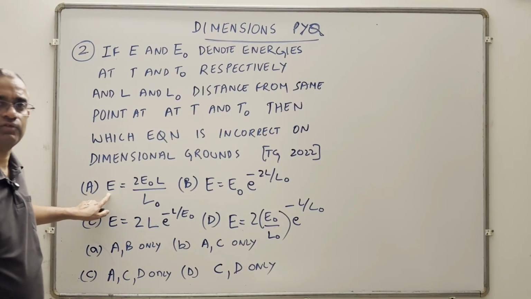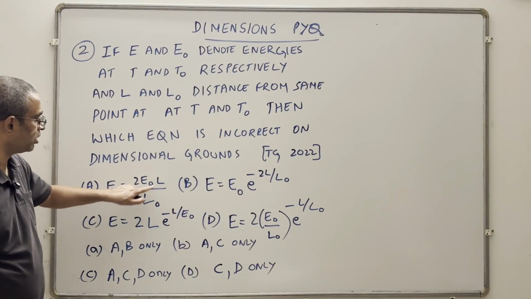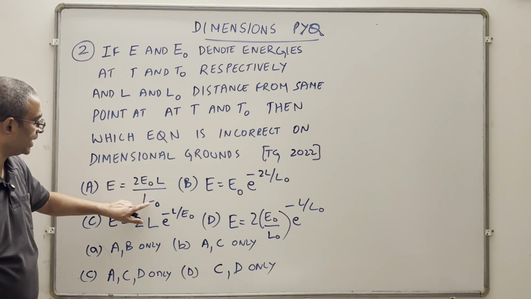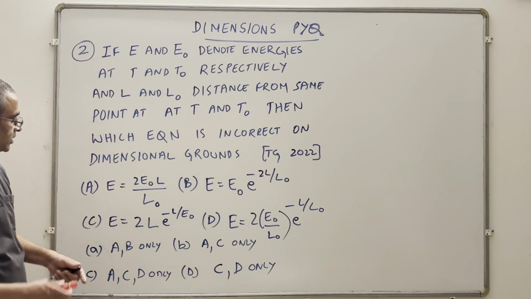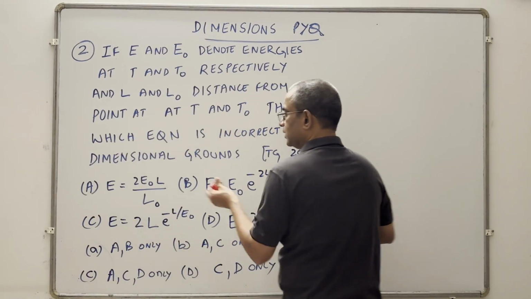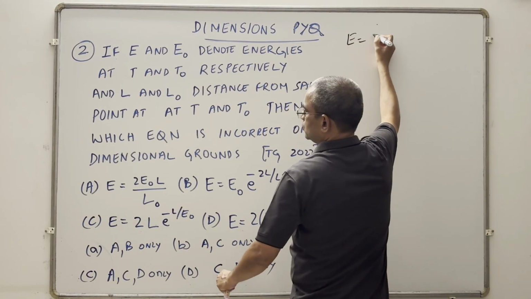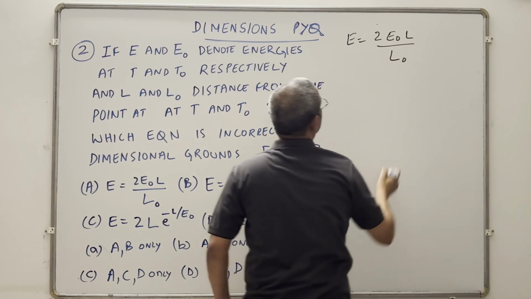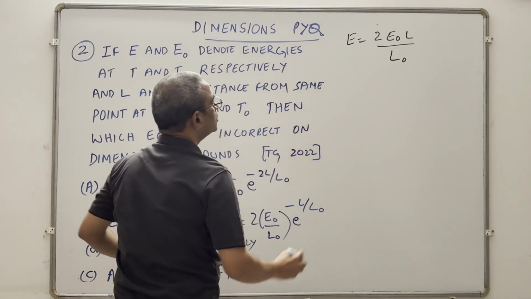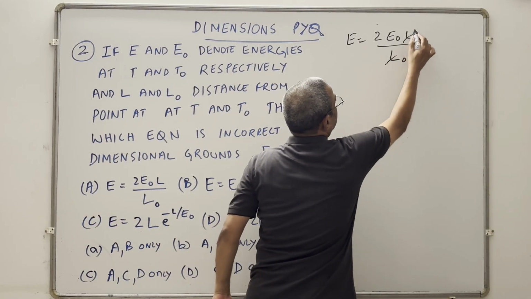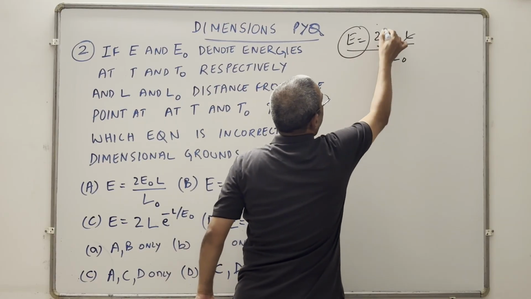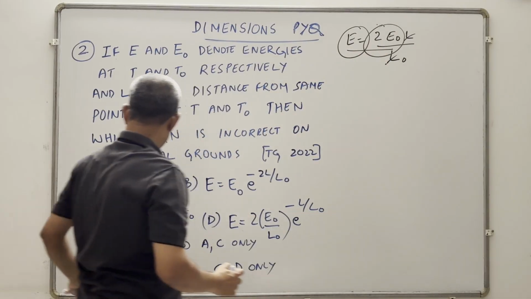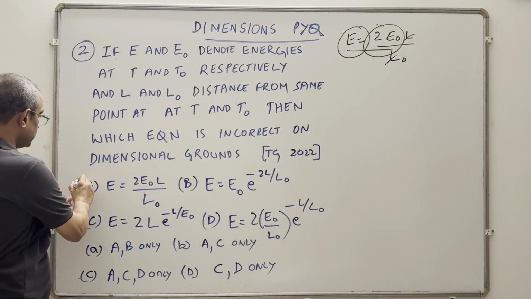Now here the first option is E is equal to 2 E naught by L into L by L naught. Now look at this. Length and length are being divided, so what is left? Here we have E is equal to 2 into E naught into L by L naught. Length and length dimensions get cancelled. So the left side is energy, and the right is 2 into energy. In dimensions, we don't worry about the constant. So energy is equal to energy.